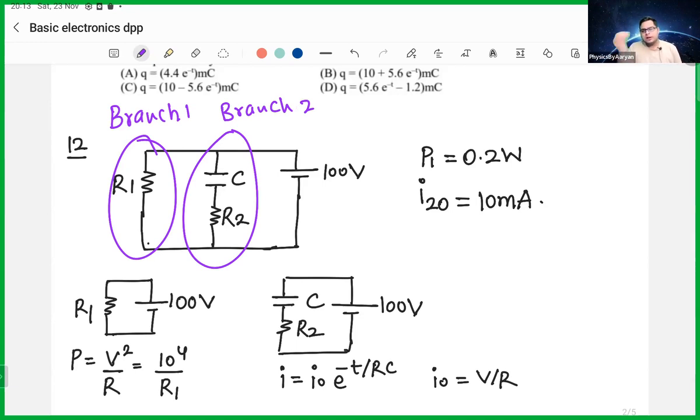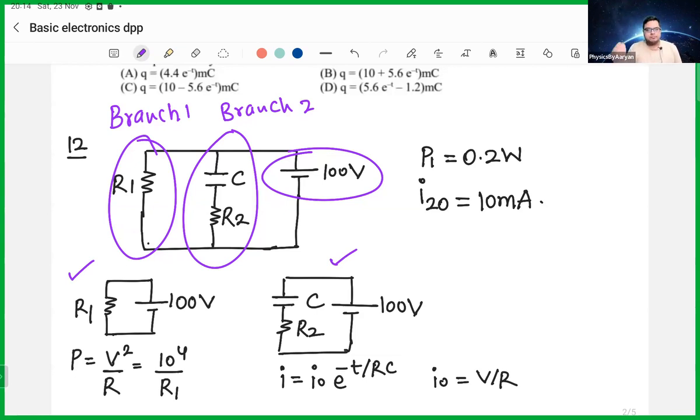Okay. Both the branches are parallel and both the branches are parallel to the battery. It means both the branches are connected to the voltage of 100 volt. Okay. So I draw both the branches separately. So this is my branch number 1 and this is my branch number 2. This is just the easy way to simplify the circuit. I can deal with them separately because branch 1 is connected with the battery of 100 volt. Branch 2 is also connected with the battery of 100 volt.